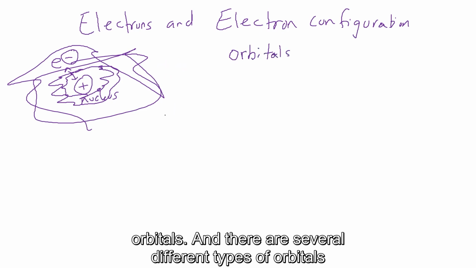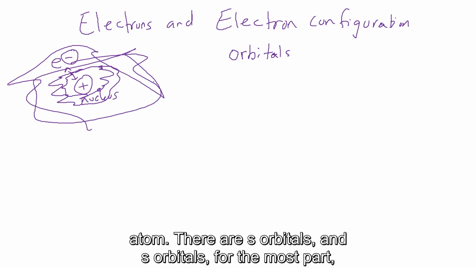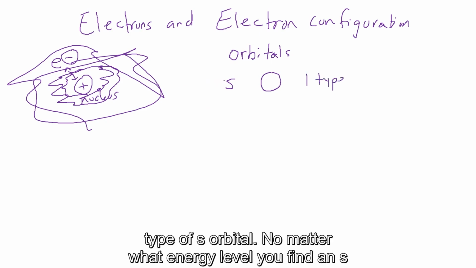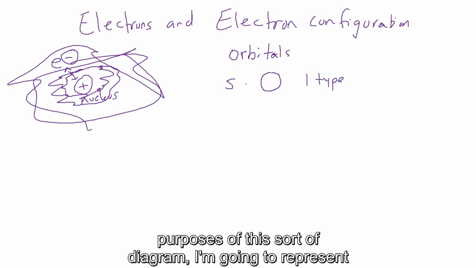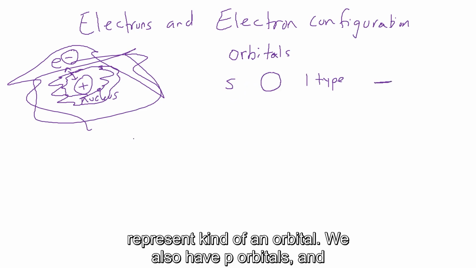And there are several different types of orbitals where we can hypothetically find electrons in an atom. There are s orbitals, and s orbitals, for the most part, have a spherical shape. There's pretty much only one type of s orbital. No matter what energy level you find an s orbital on, you only find one type. And for purposes of this diagram, I'm going to represent that as just a line. That line is going to represent an orbital.